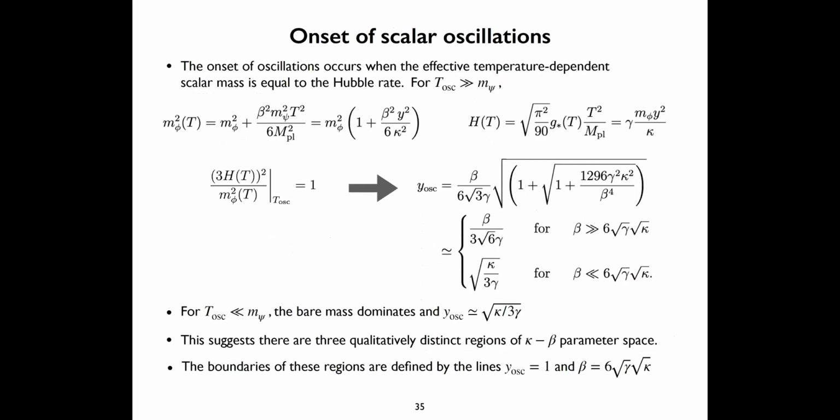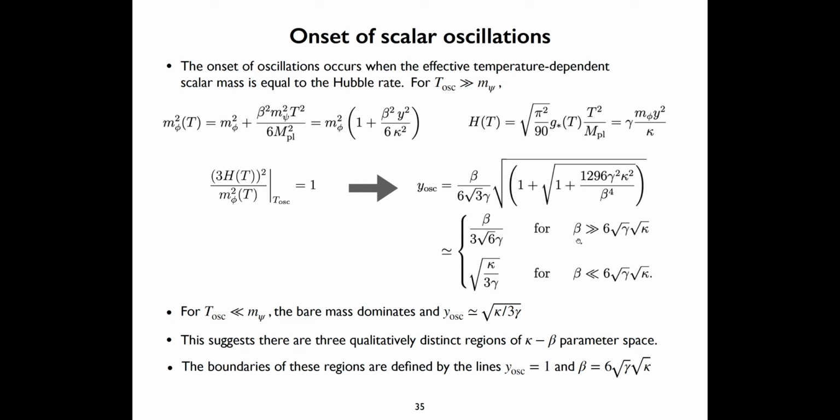Then finally, we can try to understand when oscillations begin. For that, we just compare the effective fermion mass, which has two contributions, the classical term as well as the finite temperature piece, and we compare that to the Hubble parameter. We set this condition, Hubble equal to the effective mass. We can derive the value of the oscillation temperature, the value of Y oscillation. And there are two limits.